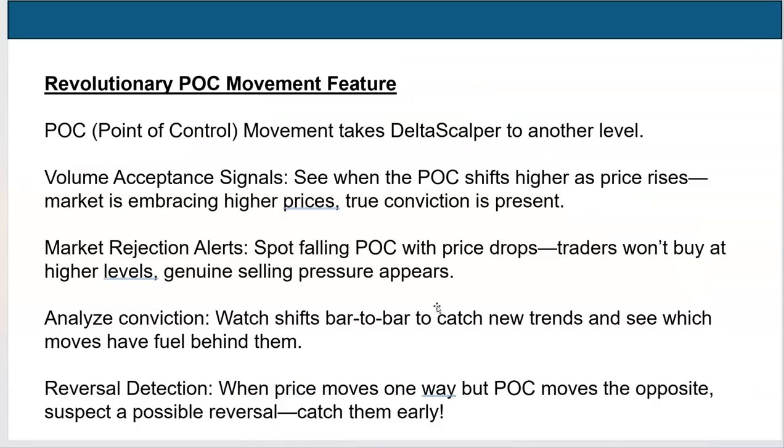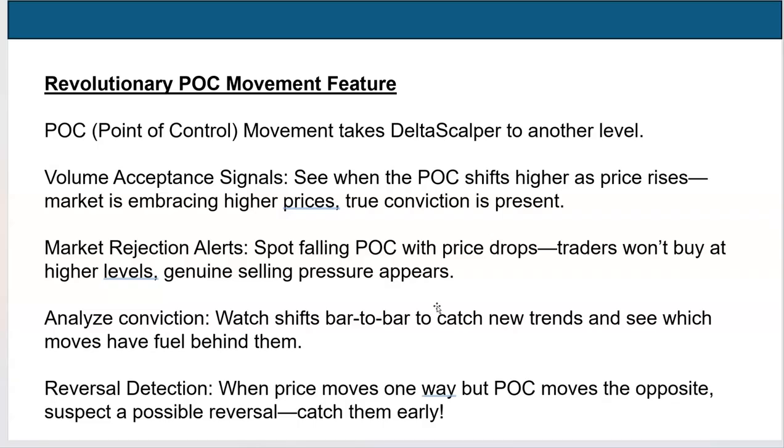Now, one of the functions that we've added most recently to the Delta Scalper is the POC Movement feature. POC, which is the point of control. Point of control in order flow is taken from market profile, volume profile. It's the price level with the most volume. So in volume profile, market profile, it's the price level for the day with the most volume. In order flow, we look at it on a bar by bar basis. So in that bar, whether it's a 1 minute bar, in that 1 minute period, your POC is the price level with the most volume.